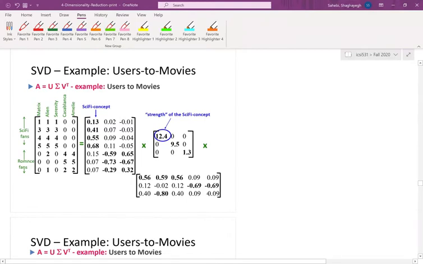Now, how about the sigma matrix? The sigma matrix can show the strength of a concept in our data set. For example, we can see that the first concept, the one related to sci-fi, has a strength of 12.4 in our data. That can explain the variability in our data.